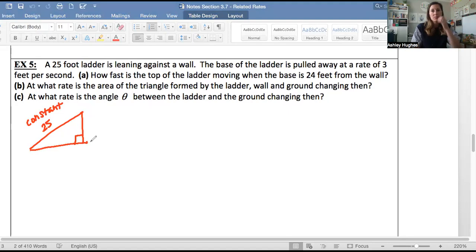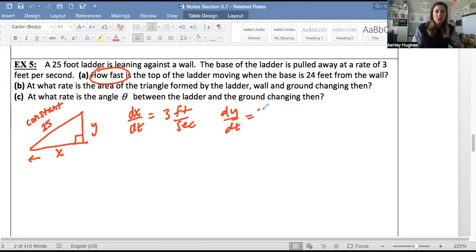It says the base is being pulled away. At what speed? Let's see. 3 feet per second. I'm going to call this x because it's horizontal. So that means dx dt, and it's being pulled away. So is x getting bigger or smaller? Bigger. So that means it's positive. How fast? You see how fast that means d something dt. That's dy dt equals question mark when the base is 24 feet. So that would be when x is 24 feet away.